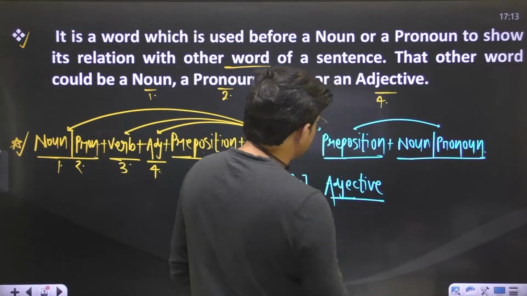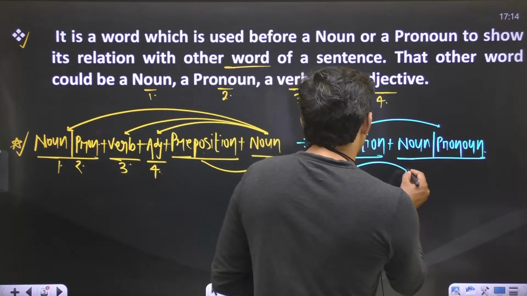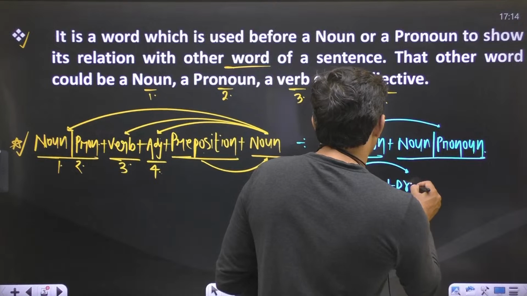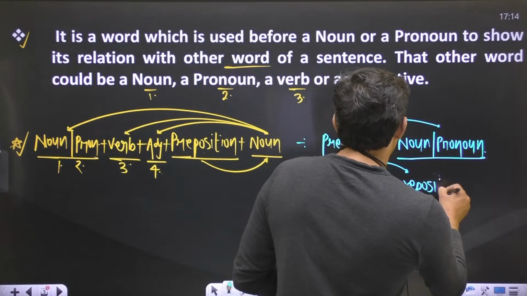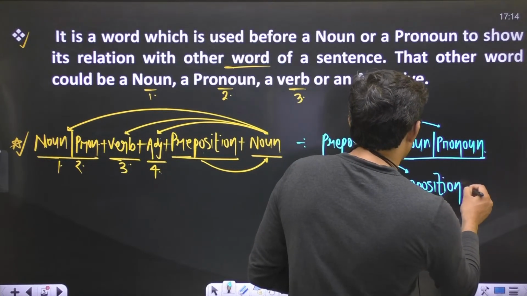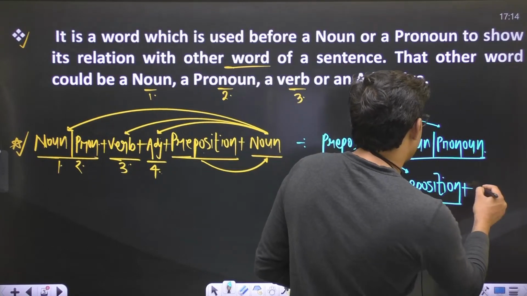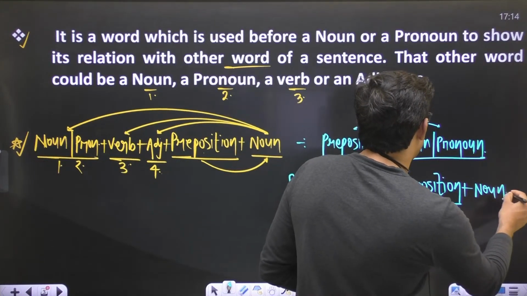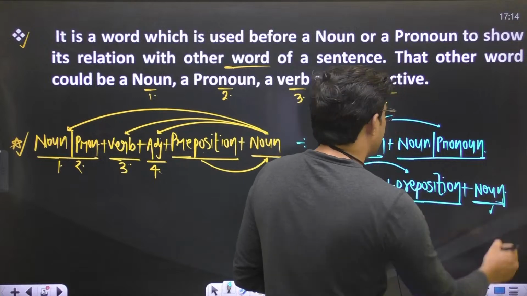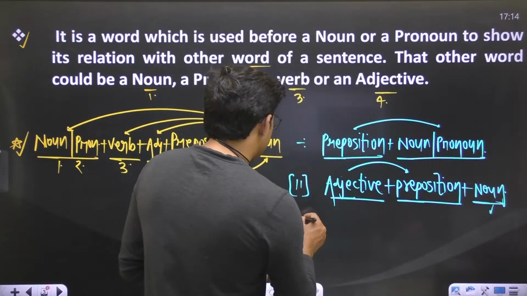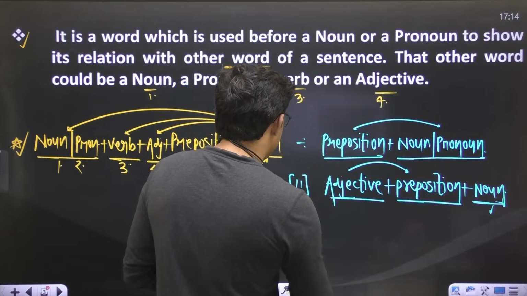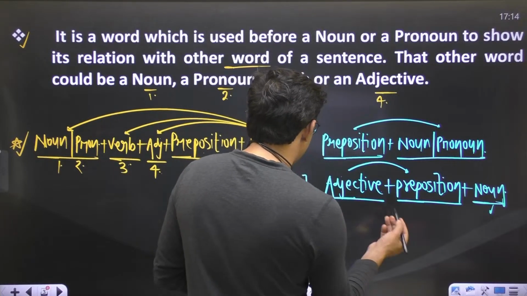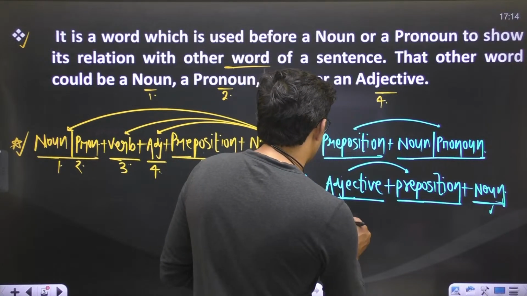So if you find any adjective and you have to use a preposition, this preposition is used after an adjective, right? And as we know, again, this preposition is used before a noun or pronoun. So after a preposition, a noun must be there. Okay. The third point is what? The third point is we use a preposition after an intransitive verb.